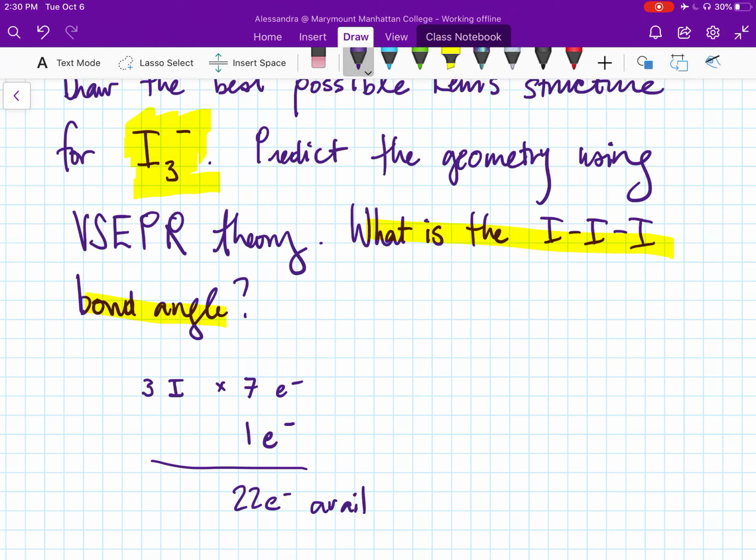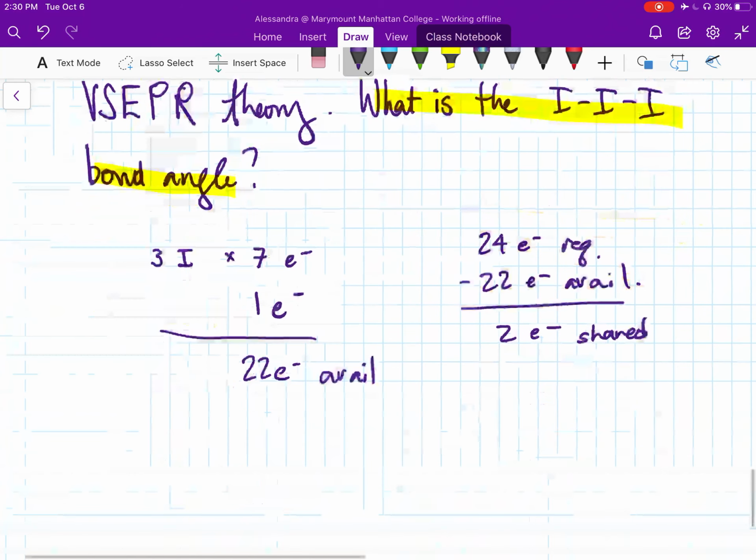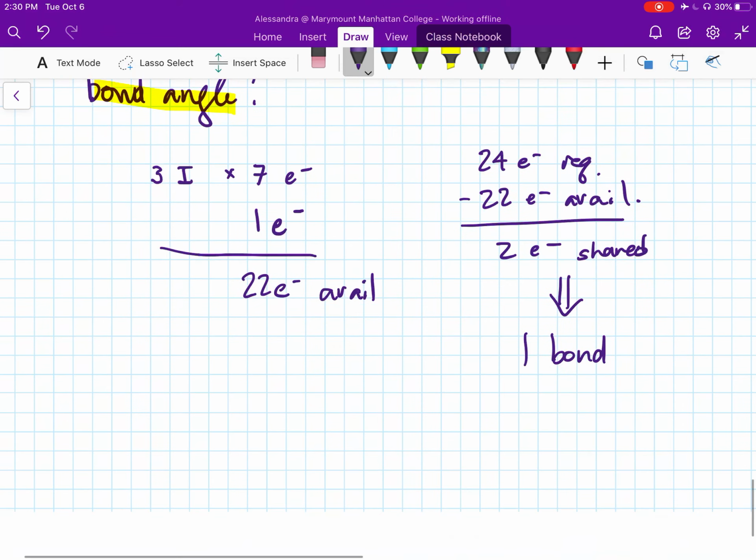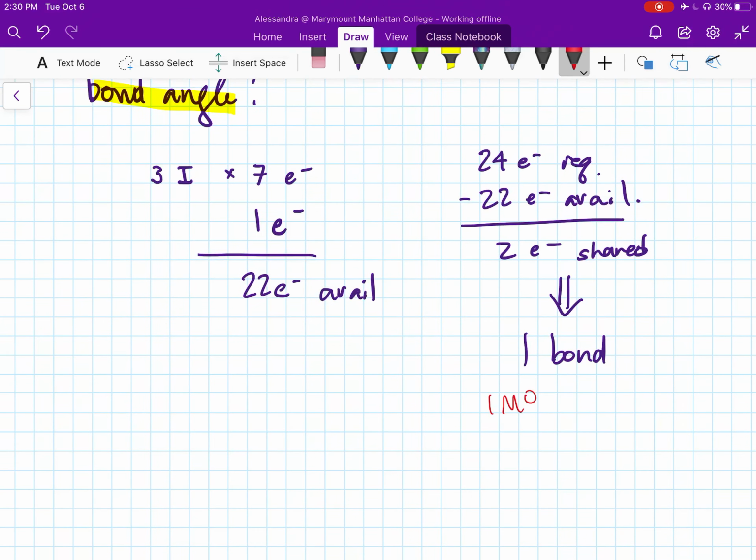Now, three iodines to obey the octet rule would be 3 times 8, so 24 electrons are required, minus the 22 electrons available tells me that 2 electrons should be shared. And if I divide that by 2, that would give me only 1 bond. Now, can I create the triiodide structure with only 1 bond? No way. That cannot be. That is impossible. So the handy hints are sending me down the wrong road here.